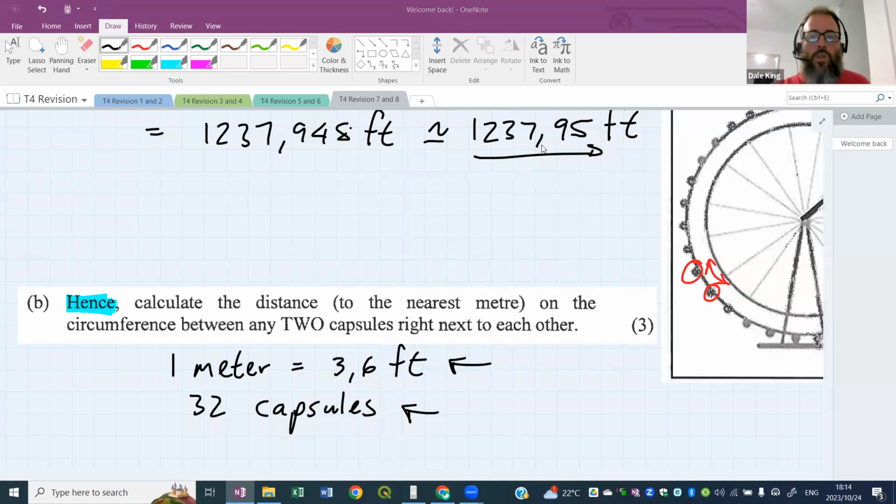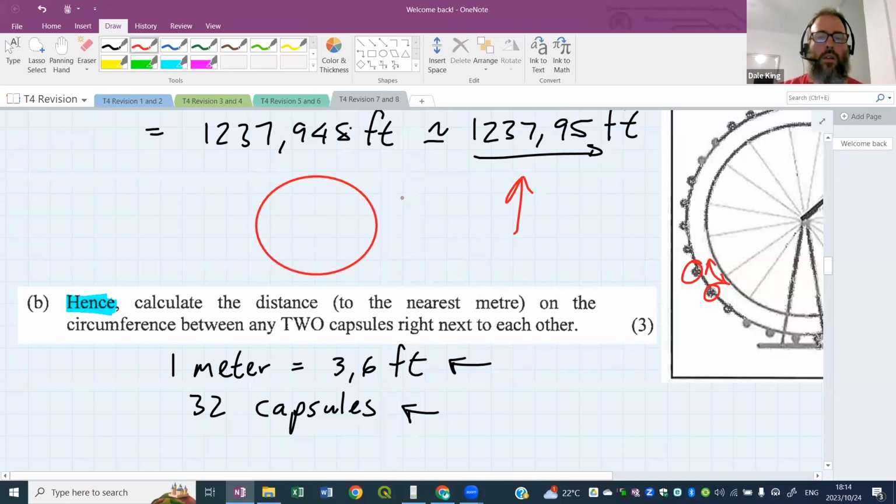The first question was, what is the circumference of this Ferris wheel? Up here on the top right, we worked out the full circumference, all the way around the circle. Then we've got two capsules, one there and one there. They want to know the distance between the two capsules on the circumference if there are 32 capsules, and they want this distance in meters, not feet.